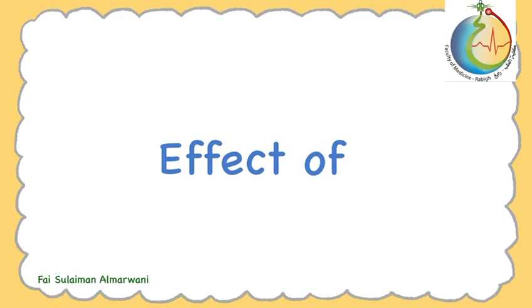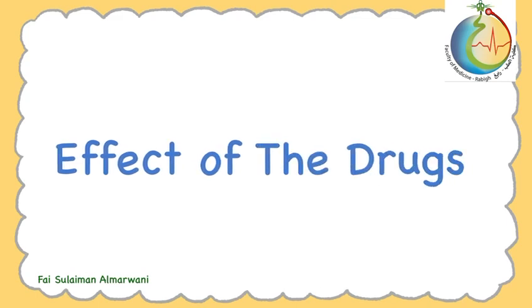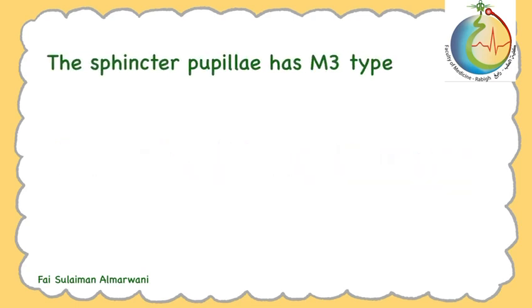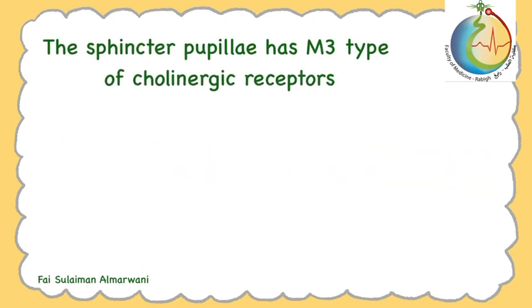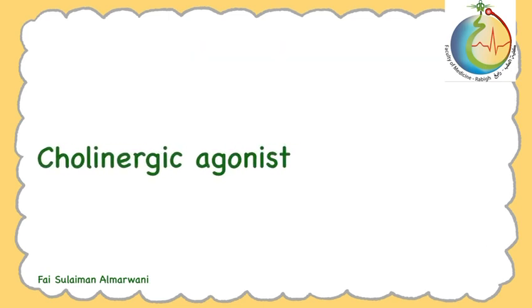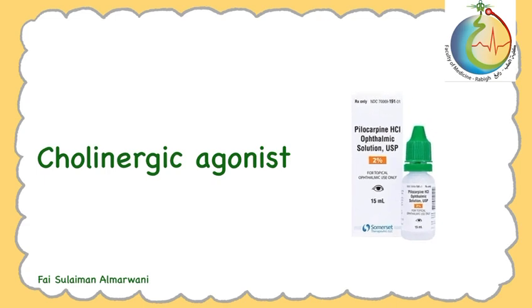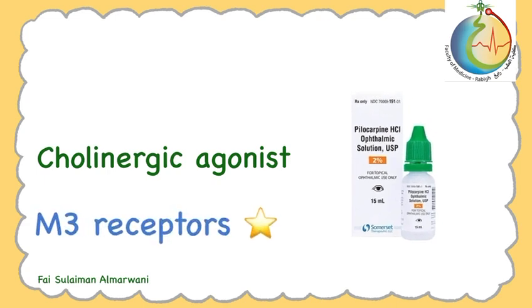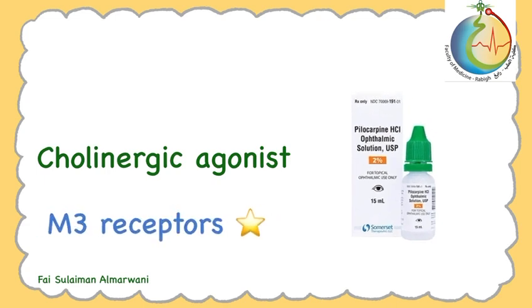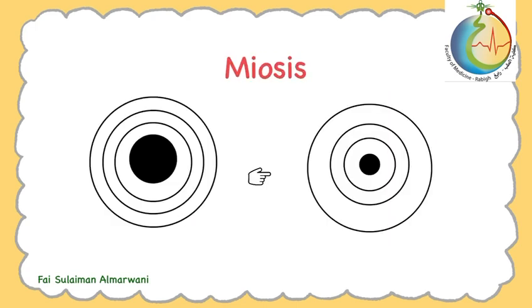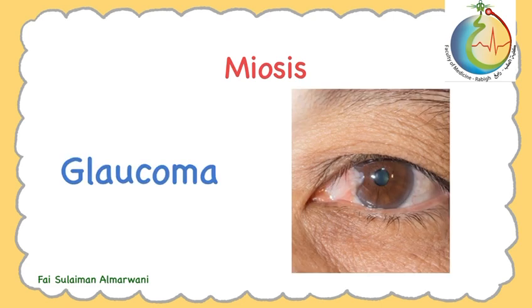Now I'm going to explain the effect of cholinergic, anticholinergic, adrenergic, and anti-adrenergic drugs on the pupil. The cholinergic drugs act on M3 receptors in the sphincter pupillae. So the cholinergic agonists, like pilocarpine, stimulate the M3 receptors, causing the sphincter pupillae to contract. This contraction leads to miosis, and these drugs are used for glaucoma.